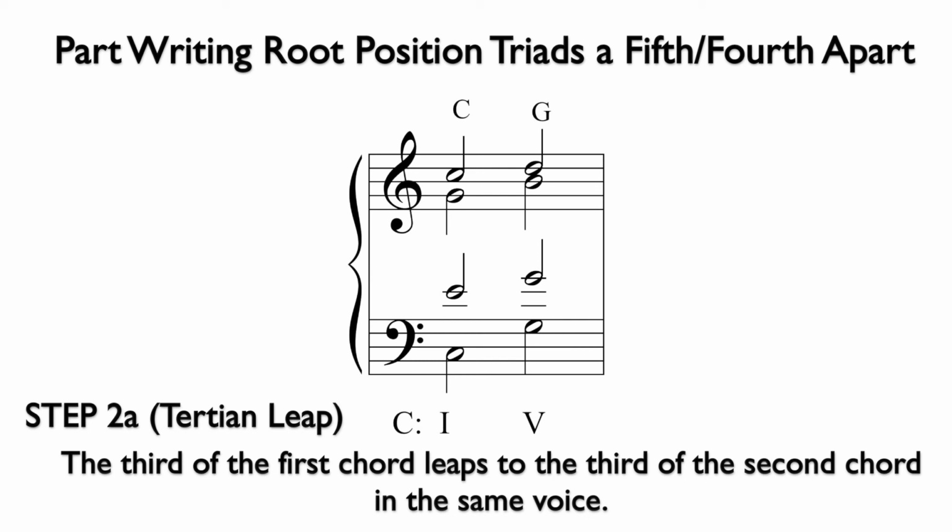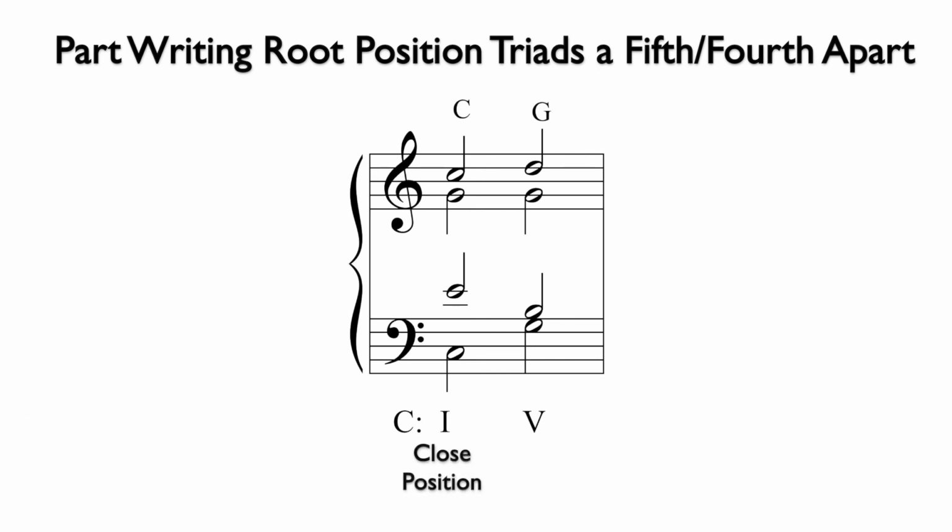The third of the C chord is E. For step 2A, we will have the E in the tenor voice leap to the B, the third of the G chord. This leaves the missing note of the second chord, G. The G will stay in the alto voice. Notice that the C chord is in a closed position and the G chord is in open position. Since most compositions stay in the same position, it is generally not necessary to go to step 2A, the tertian leap, but it works well for changing positions.